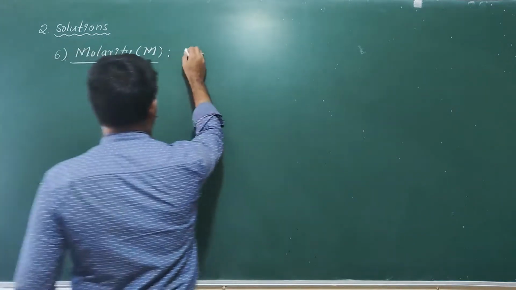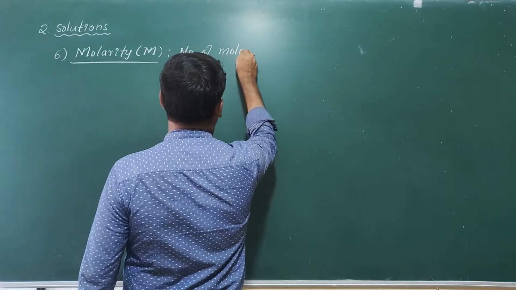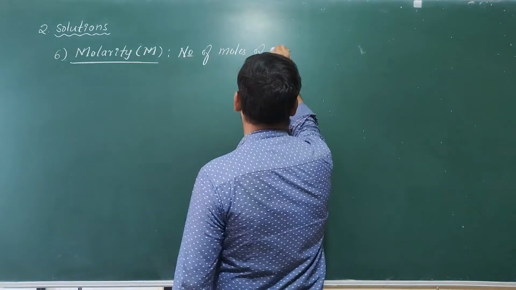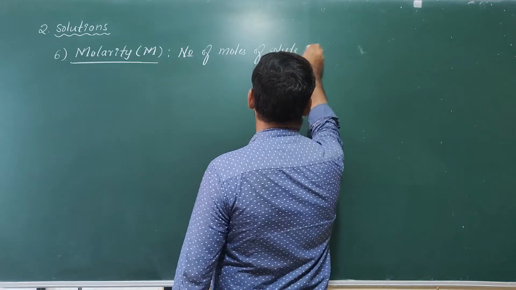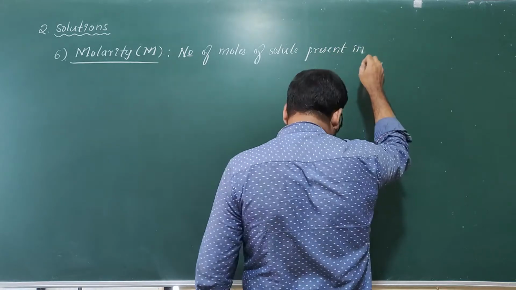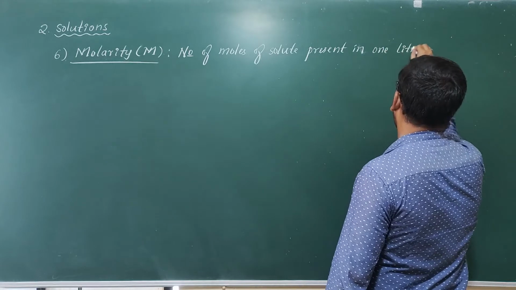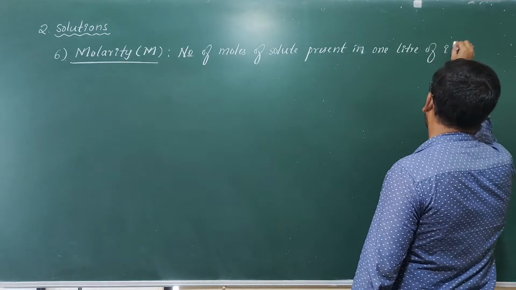So in 1 liter of solution, how many moles of solute are present, that is only called molarity. It is defined as the number of moles of solute present in 1 liter of its solution.